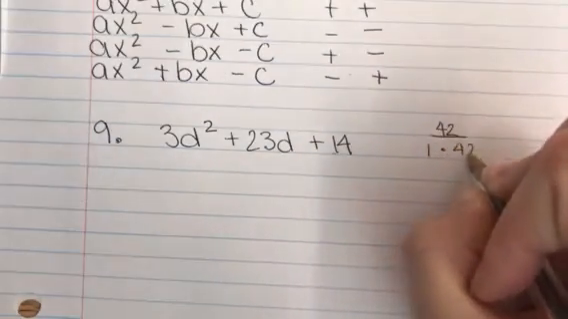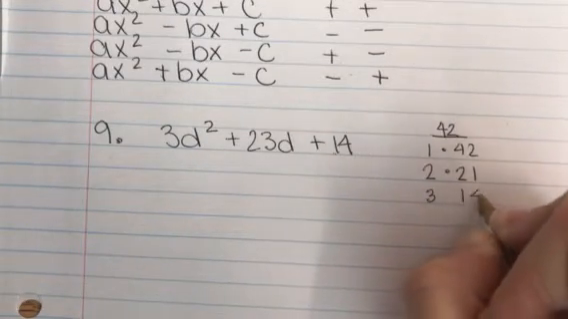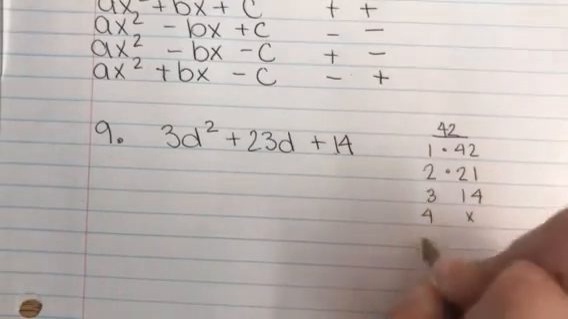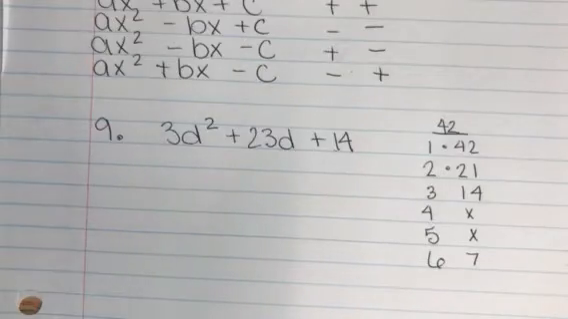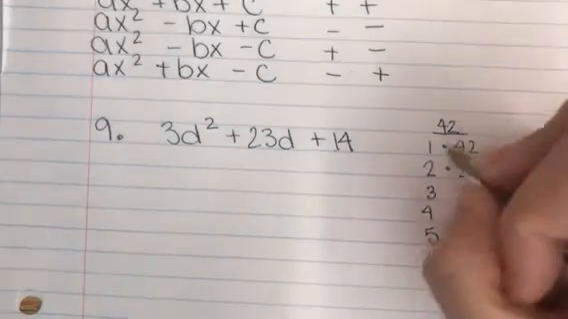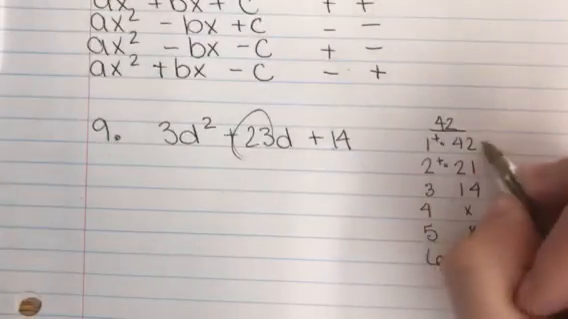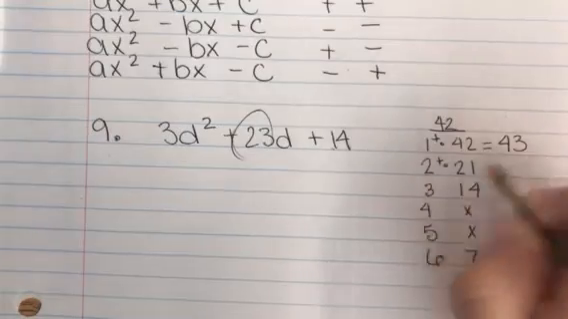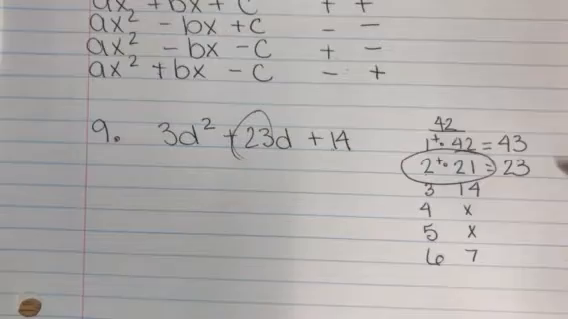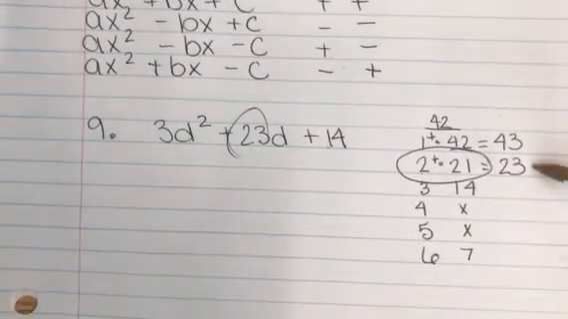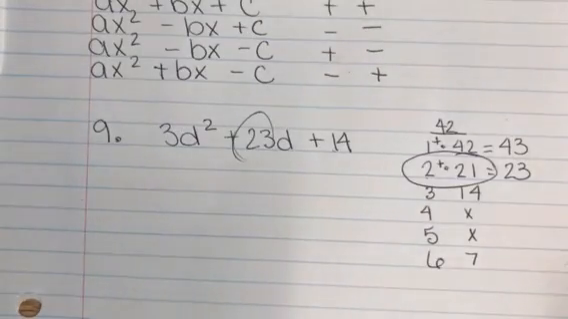So we have 1 times 42, 2 times 21, 3 times 14, 4 times nothing, 5 times nothing, 6 times 7. Then from this list, we want to find the pair that when we add them up will equal b. So 1 plus 42 is 43, 2 plus 21 is 23. So this is going to be our set right here. You wouldn't have to make this entire list. If you came up with a 23 before you finished your list, that would be fine. I'm just showing you the process that we're going through.